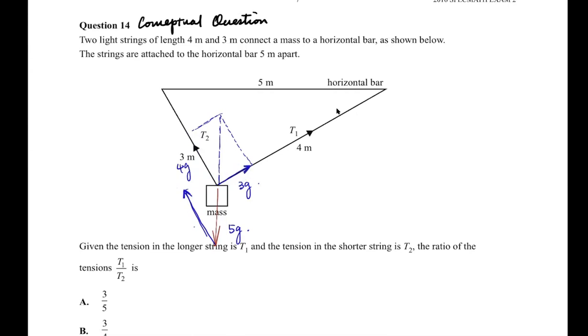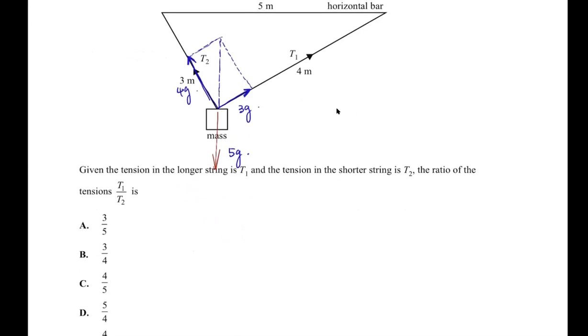Therefore, T1 over T2 should actually be 3G over 4G, which is 3 over 4, okay? I must choose option B.